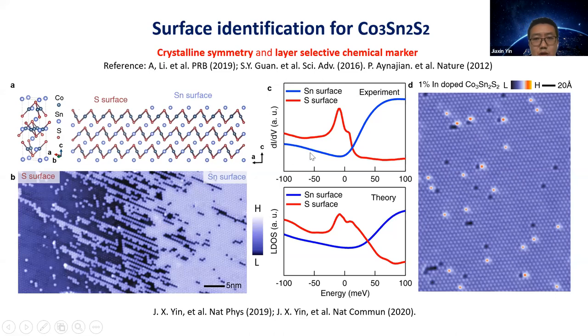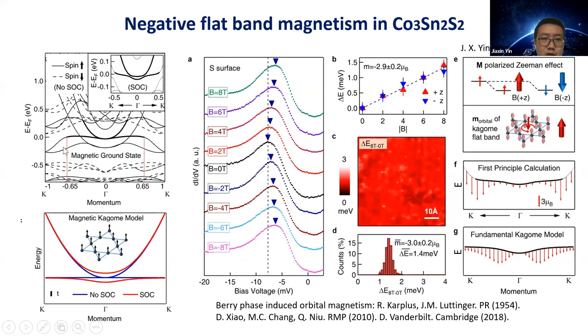Then electronically, the first puzzle is where this peak on the sulfur surface comes from. Since we also have a good first-principles calculation, we first look at the calculation, and we find that this peak comes from a Kagome lattice flat band. This flat band at the Brillouin zone center touches the parabolic band. If we further consider spin-orbit coupling, it could open a very small energy gap.